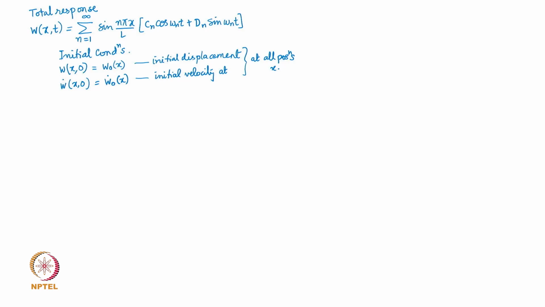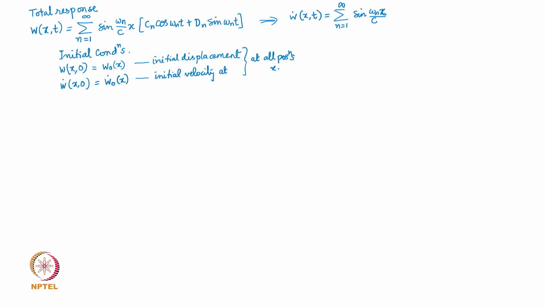Okay, now how do we find this out? Before we do that, let's first get the time derivative of the total response. So we write W dot of x comma t as a differential with respect to time, n equal to 1 to infinity, and this being a derivative with respect to time, this function remains as it is, n pi x over L, or better I use this omega n. Yeah, this is our original.